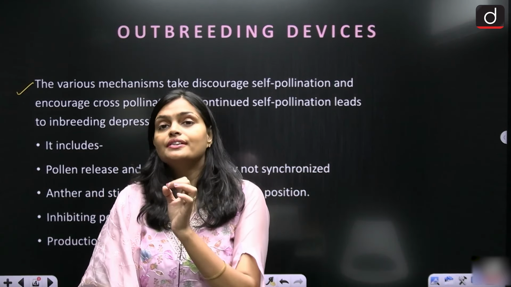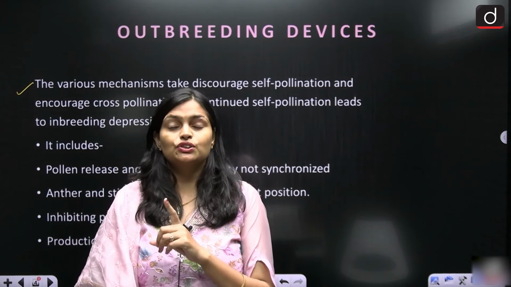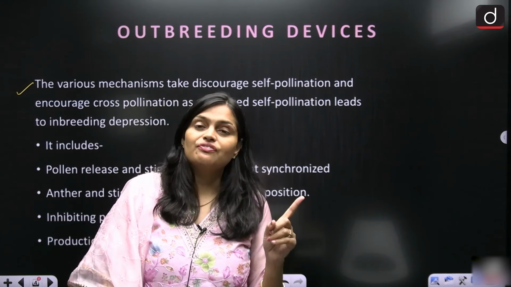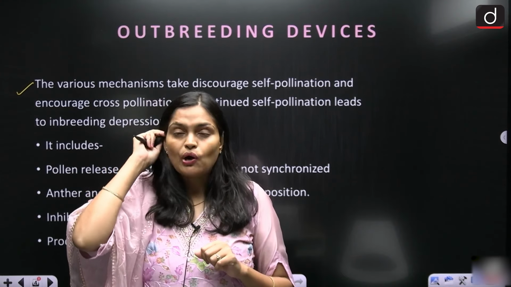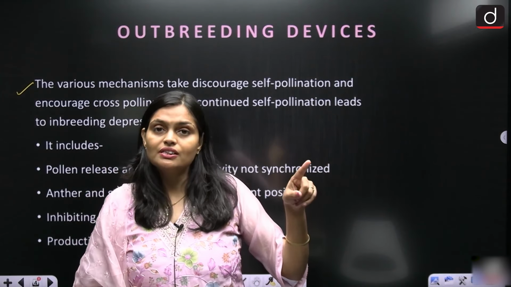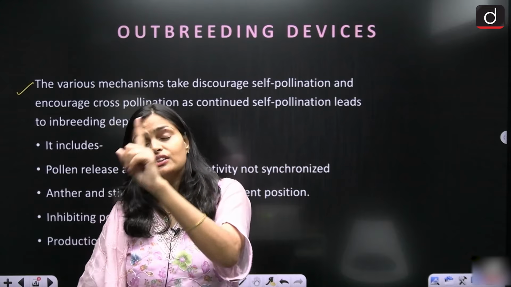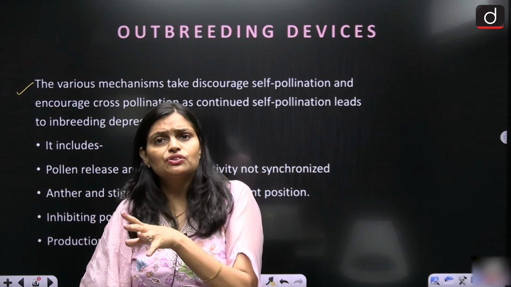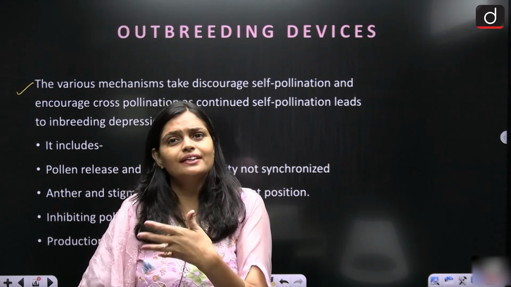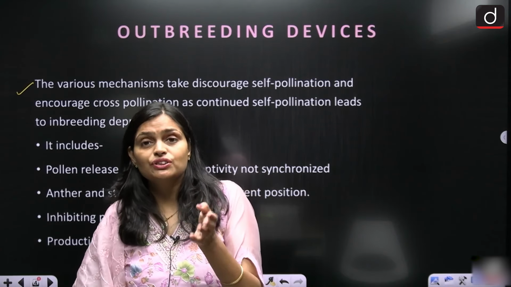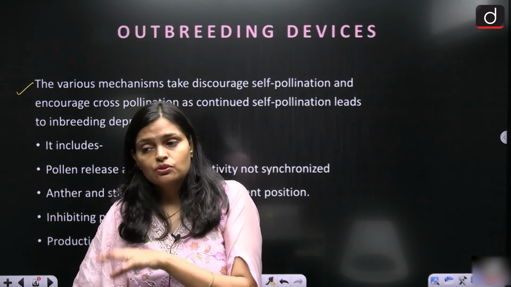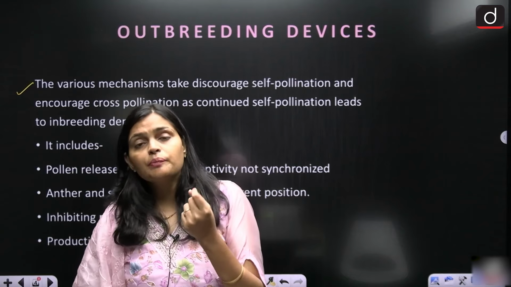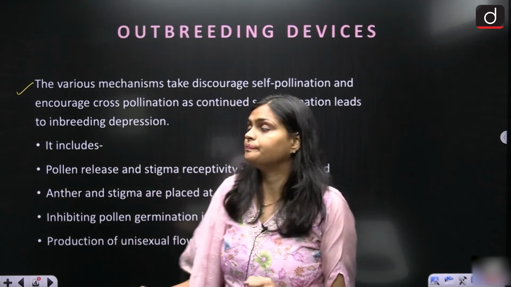In case of cross-fertilization, there you will see what? There you will see variation. How? Because suppose pollen grain coming out from one species reaches the flower of another species, or the same species of a different kind. So there you will get variability, genetic variability, which is good for evolution, right? So to prevent self-fertilization, we use outbreeding devices.